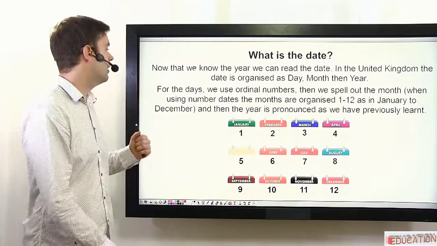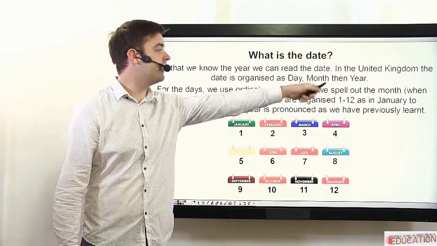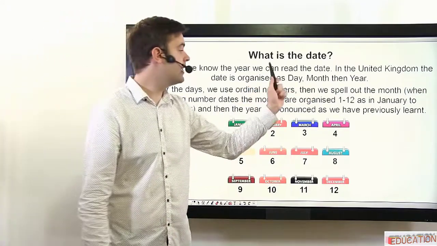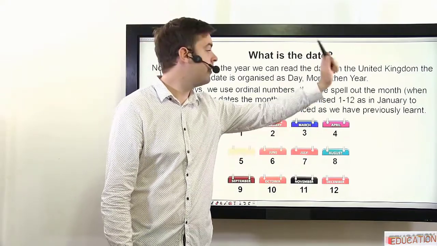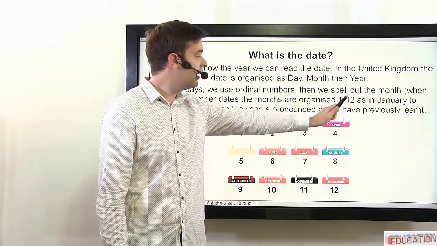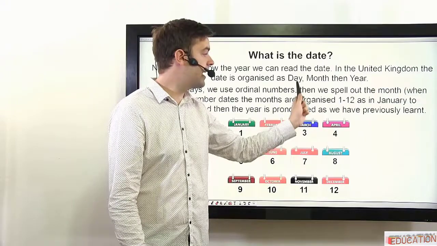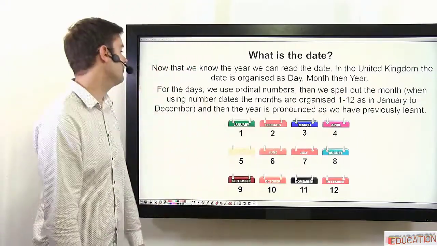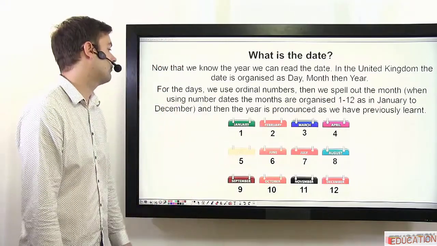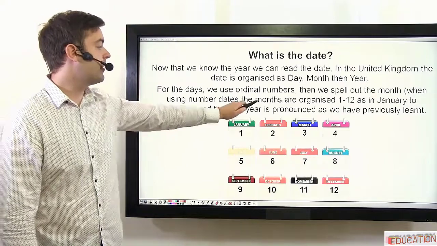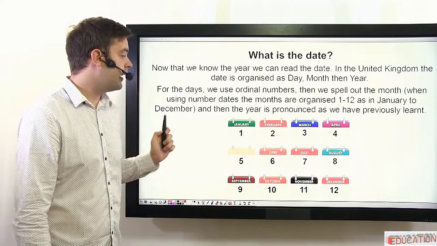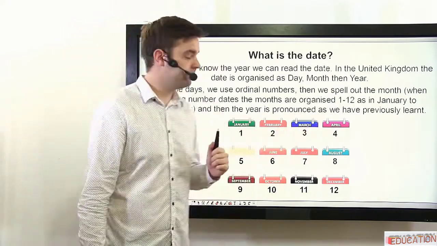What is the date? Now that we know the year, we can also try and read the date. In the United Kingdom, the date is organized as day, month, then year. So we have the day first, the month second, and the year third. Day, month, year. For the days, we use ordinal numbers, then we spell out the month. When using number dates, the months are organized from 1 to 12, as in January to December, and then the year is pronounced as we have previously learned.